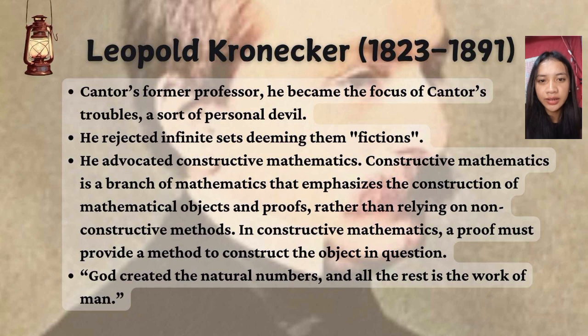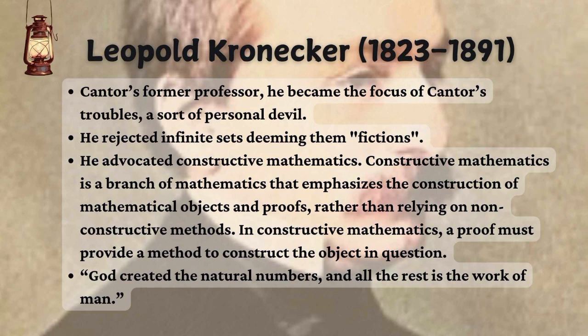Kronecker advocated constructive mathematics, a branch that emphasizes building mathematical objects and proofs through concrete methods. It rejects the use of non-constructive methods where the existence of an object is assumed without a clear method to construct it. His famous quote, "God created the natural numbers, and all the rest is the work of man," reflects his belief in the fundamental nature of natural numbers and his skepticism toward abstract concepts like infinite sets.